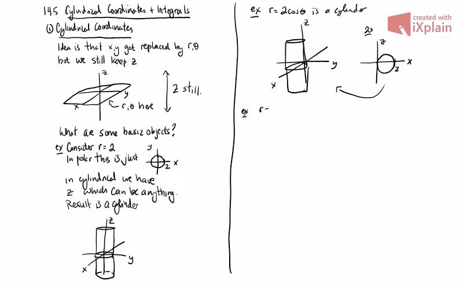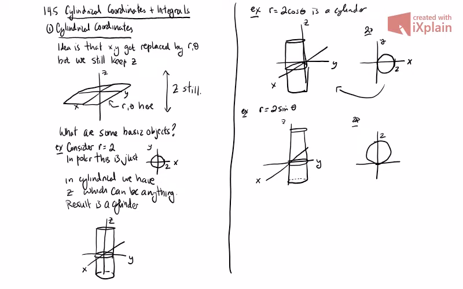A similar example, r equals, say, 2 sine theta, is also a cylinder. But this one is now up over here, and extends up and down forever. The 2D version, or the polar version if you like, would be this. In both of these cases, this one extends 2 along the y-axis, and in the previous case, this extends 2 along the x-axis.